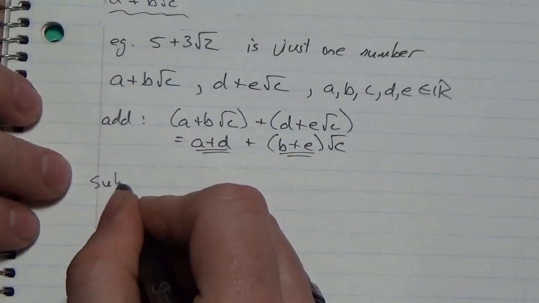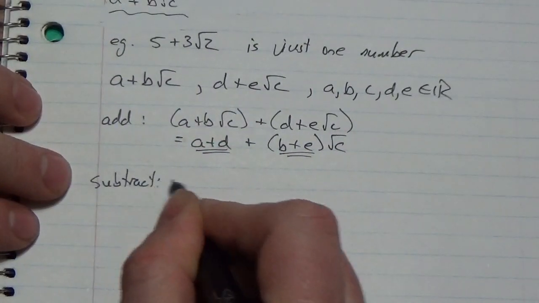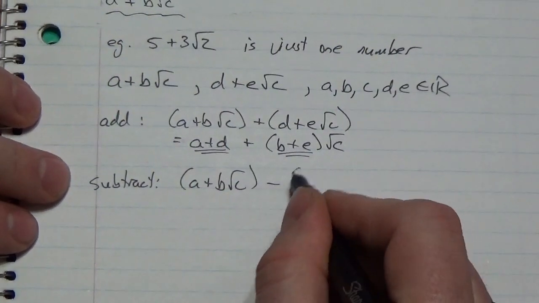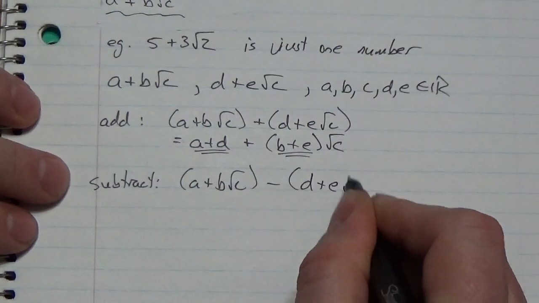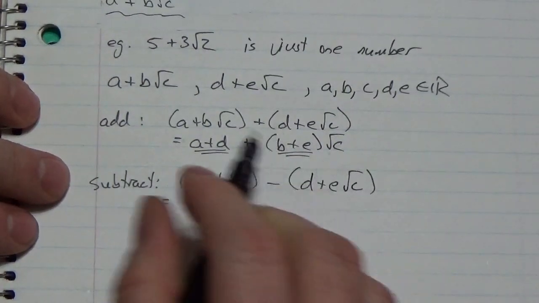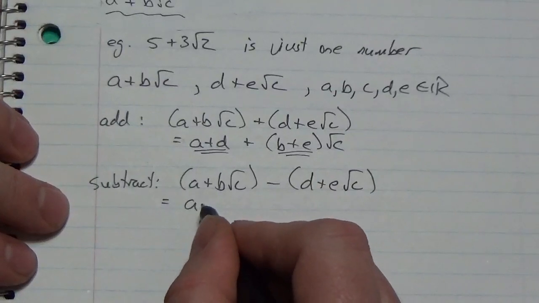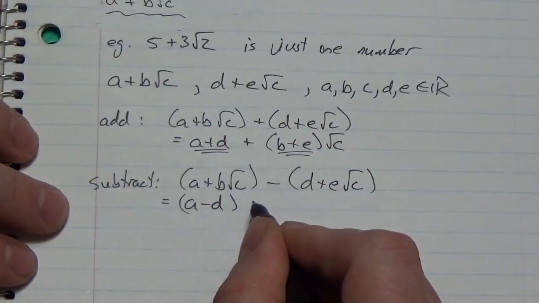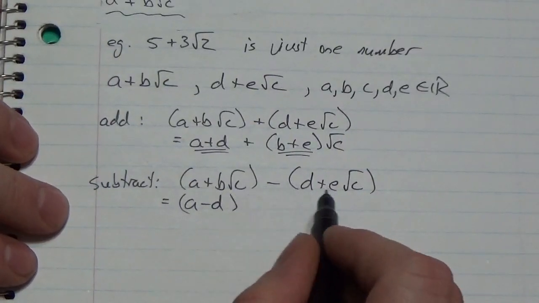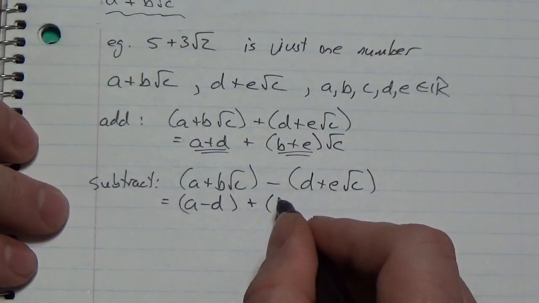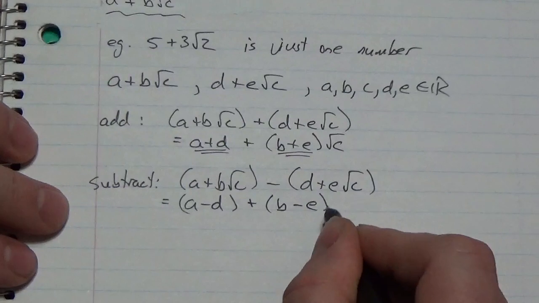Let's subtract. If I take a plus b root c, and I subtract d plus e root c, I'm going to distribute that negative through, but I'm going to then group together the like terms. So I'm going to get a minus d. Then I'm going to get b root c minus e root c, and I'm going to take that root c out, just like I did before, but this time I'm going to get b minus e root c.